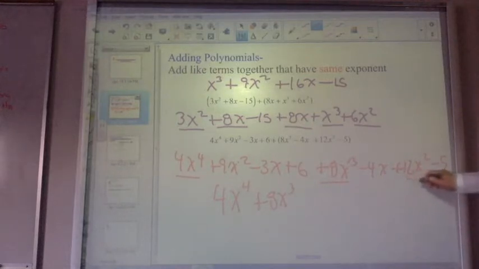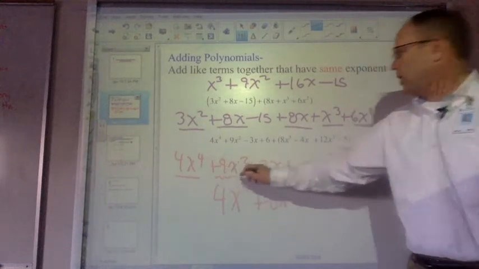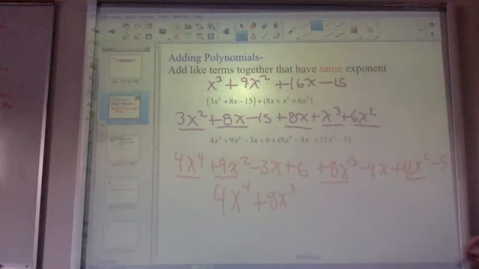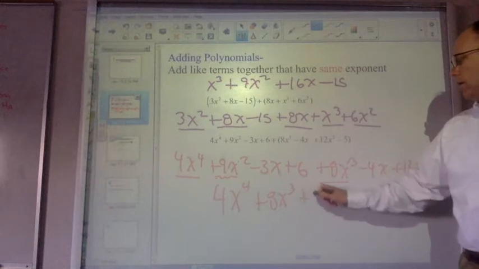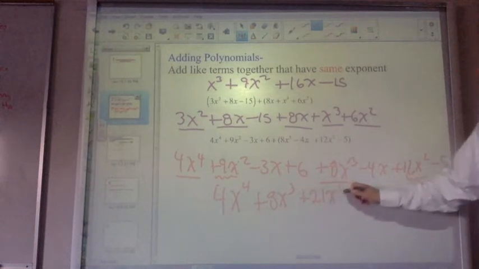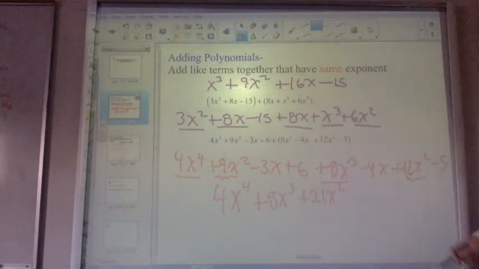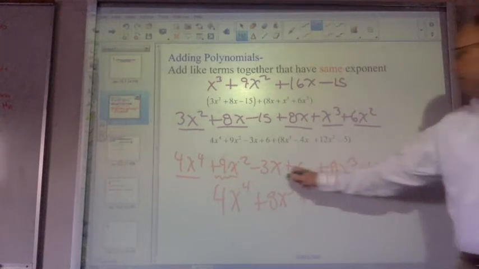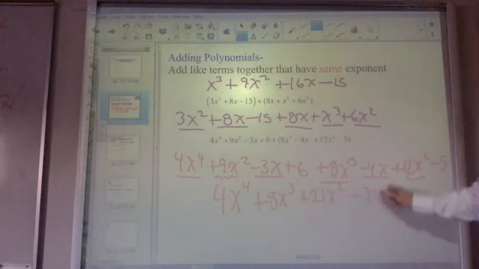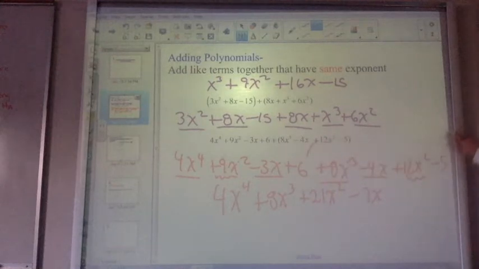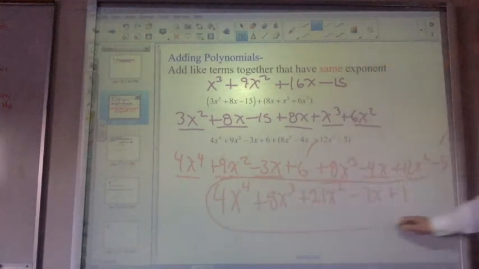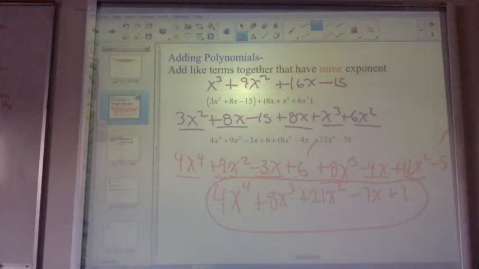They're 12x to the second. 12x to the second, I'm going to take care of that one and that one. I'm going to combine both of those, so I'm going to count them up. That makes 21x squared. I'm just trying to put it in descending order: 4, 3, 2, and then I have here and here, so that's minus 7x. And then that one and that one, so that's plus 1. So this is a 4th degree polynomial, 4th degree because it's raised to the 4th power.